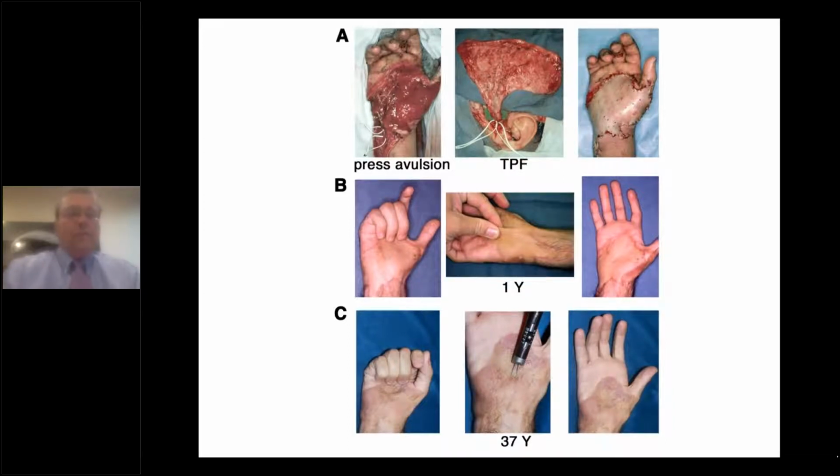Here's a very large palmar avulsion from a printing press, and this is one of the first ones that we did. This flap has been pushed beyond reasonable extension. Fortunately, it survived. I think we were lucky. We put a sheet graft on it. You can see the result at 1 year, and you see the result at 37 years when he came in with one of his grandchildren.